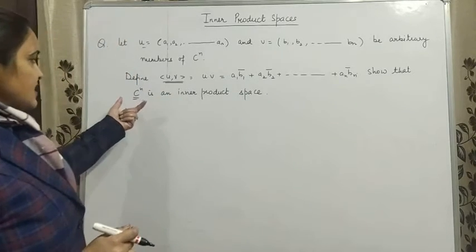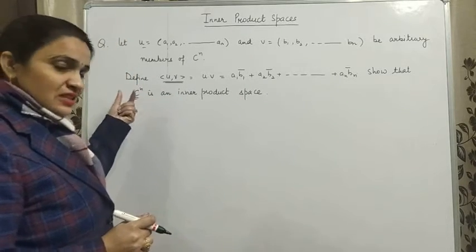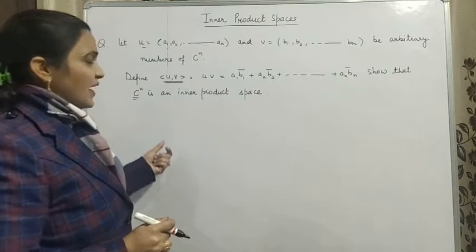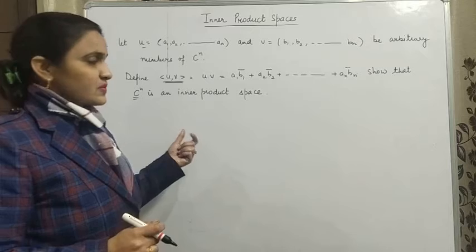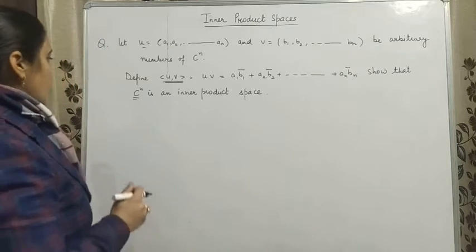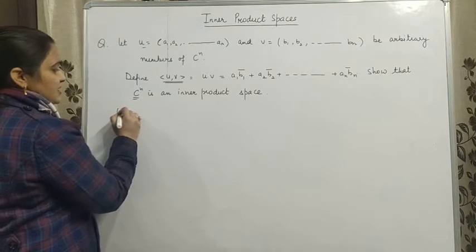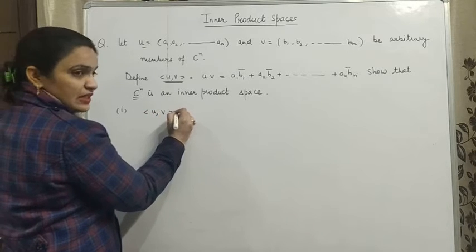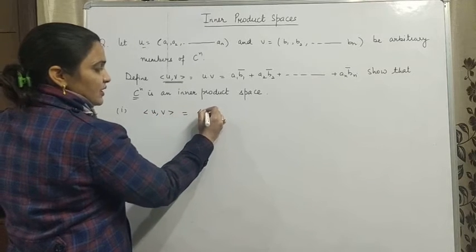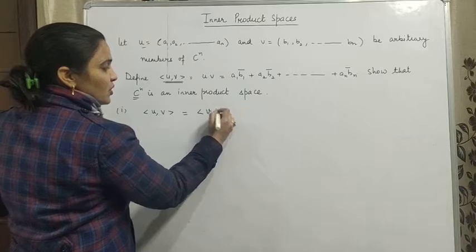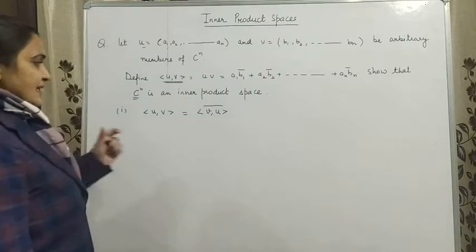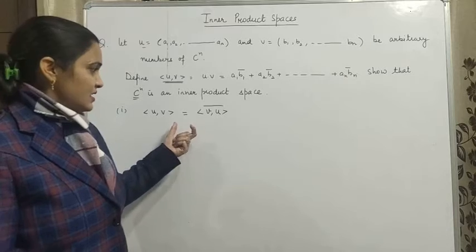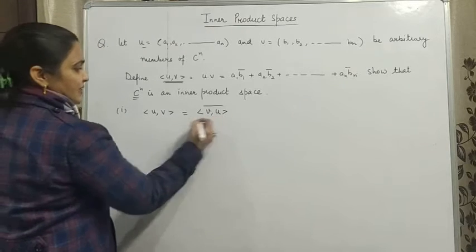अब this C^n will be an inner product space if it satisfies the three axioms. So what is the first axiom? First axiom is the inner product of u with v is always equal to inner product of v with u conjugate. So let us take up the first axiom. देखो ये satisfy होता है या नहीं. So we will calculate this.